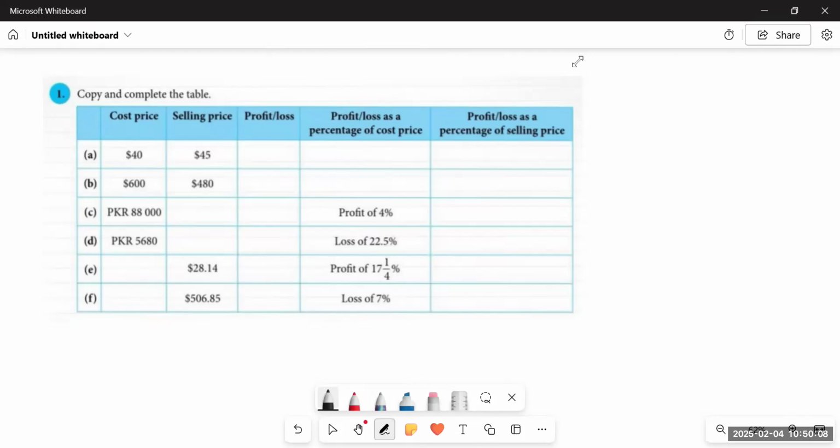So if the selling price is greater, there would be a profit. And how do we calculate it? We can say that profit is equal to selling price minus cost price. So if the selling price is $45 and cost price is $40, we have a profit of $5. Simple, right?